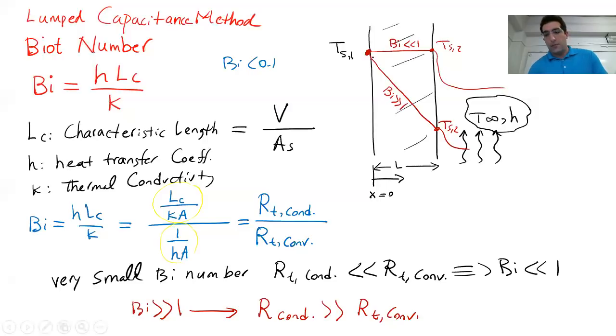Now for a Biot number around 1, you can have almost this form. So this is a Biot number of about 1.